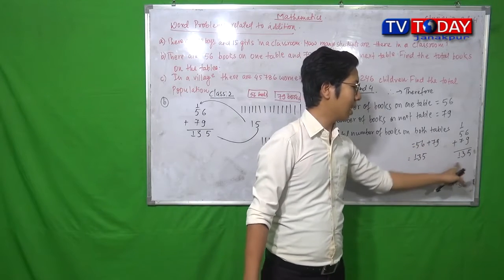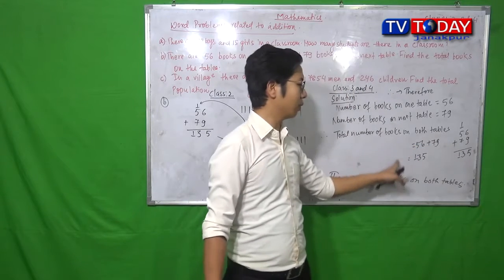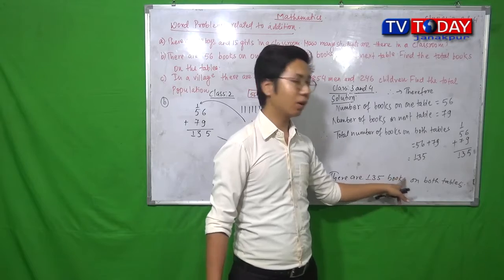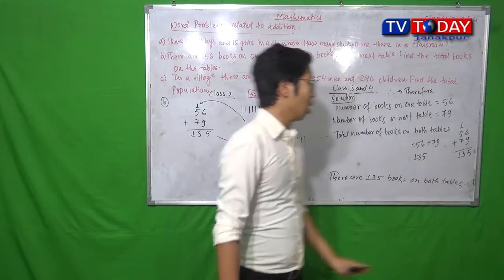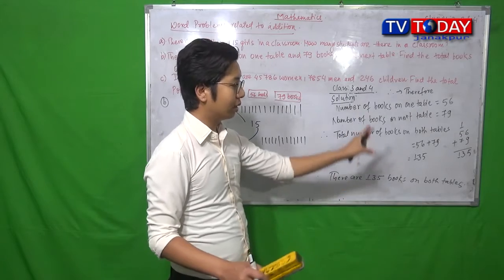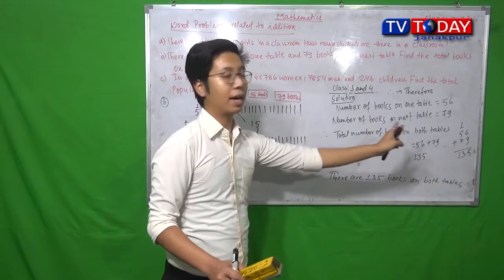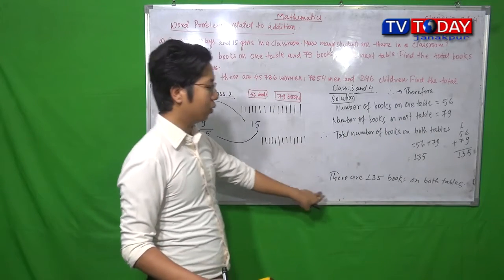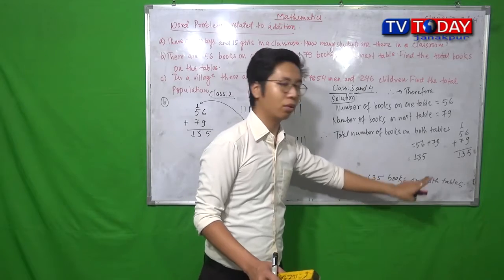56 plus 79, how much will you get? 135. I have directly written 135 because I have done the rough work on the corner of the board. You should also show this rough work on the right corner of your copy. There are 135 books on the table.